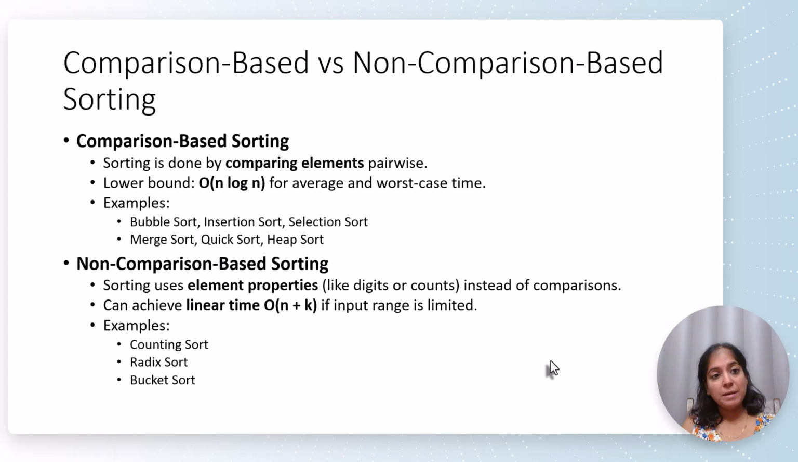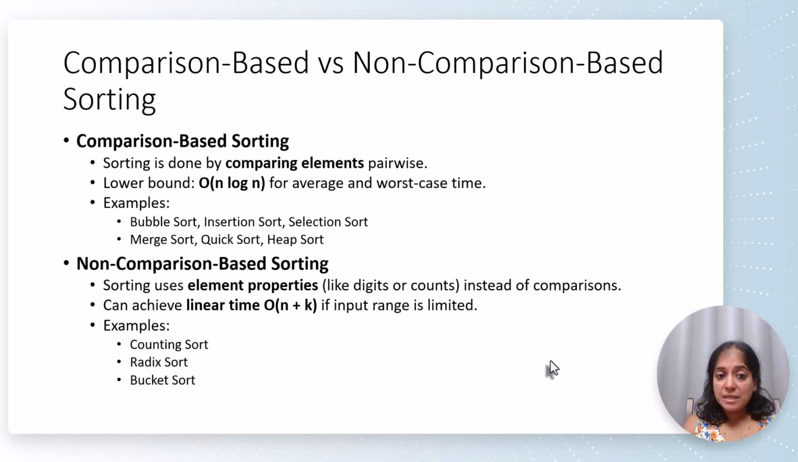Comparison based versus non-comparison based sorting. As we said, comparison based sorting is done by comparing the elements, like 10 is less than 11, 11 is less than 12, or alpha is less than beta, right? So when we're comparing the elements based on which element is smaller and which is greater, that is called comparison sorting. The lower bound for these is basically big O of n log n. For example, bubble sort, insertion sort, selection sort, all these are examples of comparison based sorting.